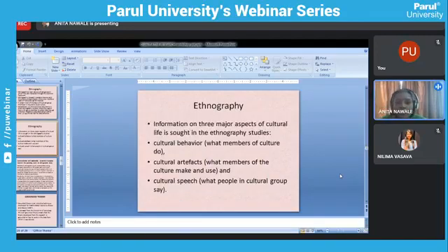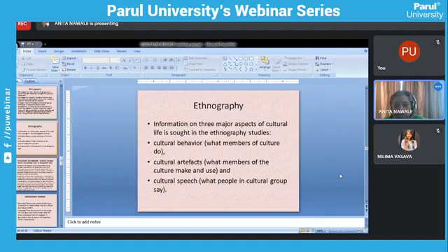In ethnography, information on three major aspects of cultural life is sought. First is cultural behavior: what members of the culture do, how they behave, what kind of roles they play, and how they carry on their daily activities. So that is observed.